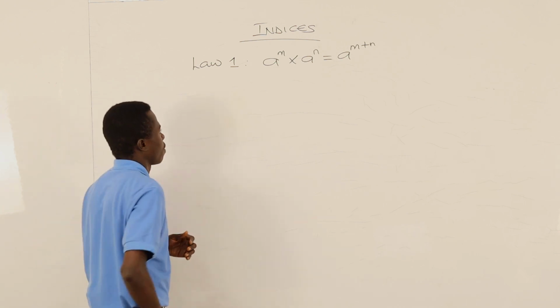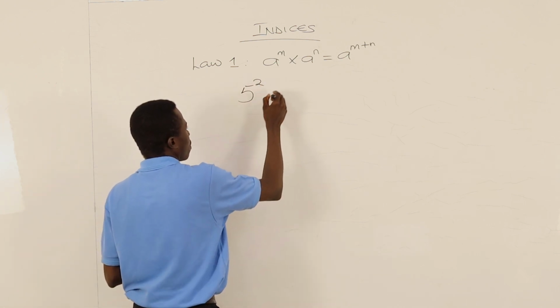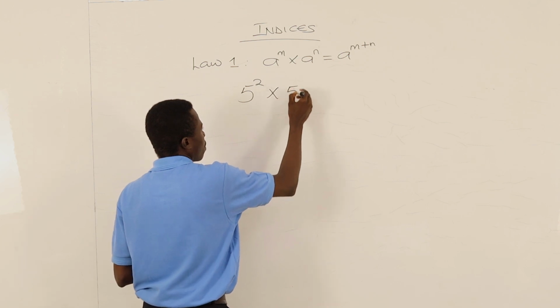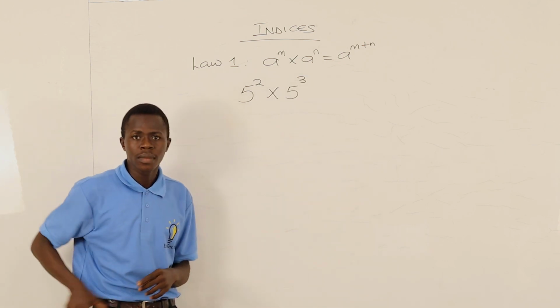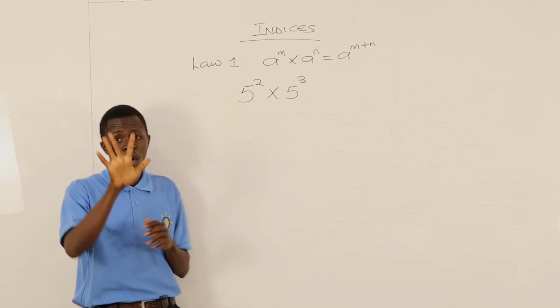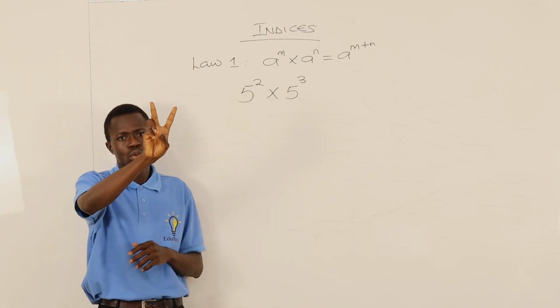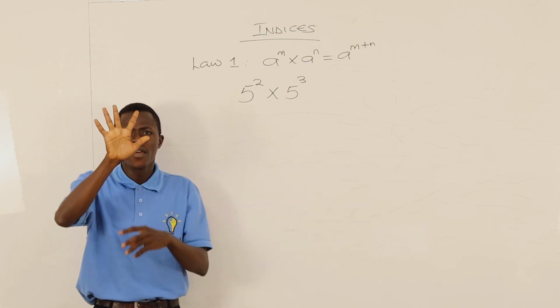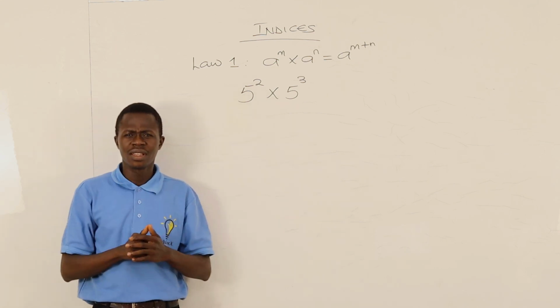So let's take a look at an example. Maybe you have an expression of the form 5 raised to the power 2 multiplied by 5 raised to the power 3. So we have 5 raised to the power 2 multiplying 5 raised to the power 3.